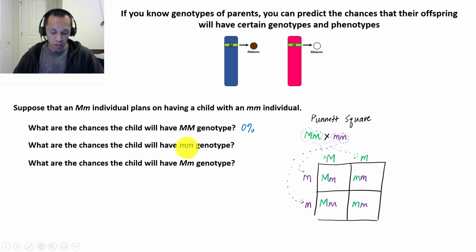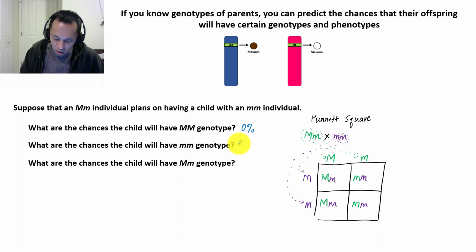About this question here, what are the chances that this mating will produce a child that has the small m genotype? If we take a look at our Punnett square, we see that there are 2 small m's, one up here and one up here. In other words, this is telling us that there is a 2 out of 4 chance that whenever these two have a child, that child will have that small m genotype. So what are the chances that the child will have a small m genotype? There is a 2 in 4 chance, which equals 50%.